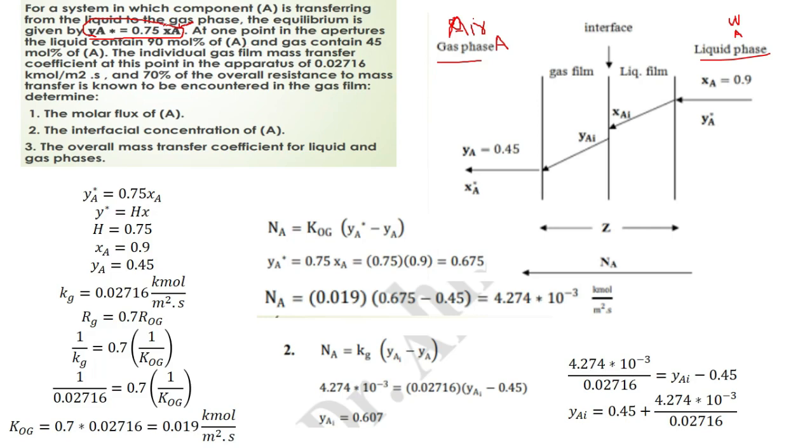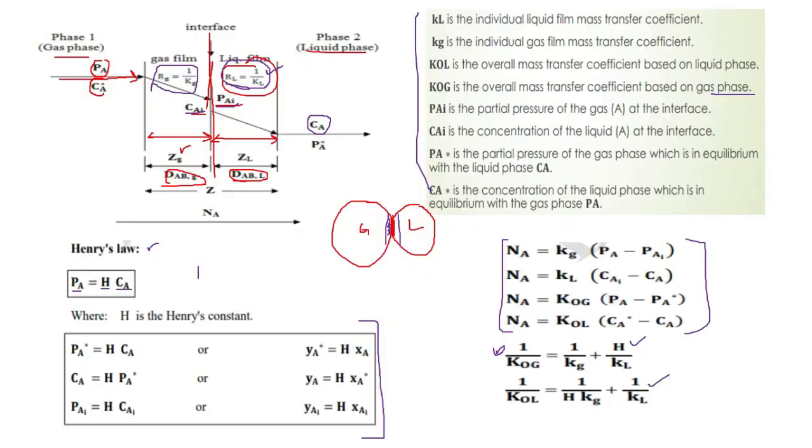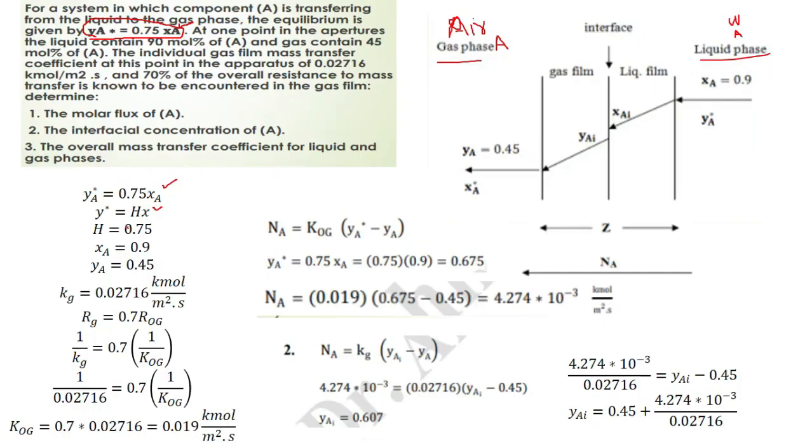So this is the equilibrium expression, y star is equal to 0.75 XA. We can also write it, this is the Henry's law expression. So when you compare these two equations, you can get H is equal to 0.75.